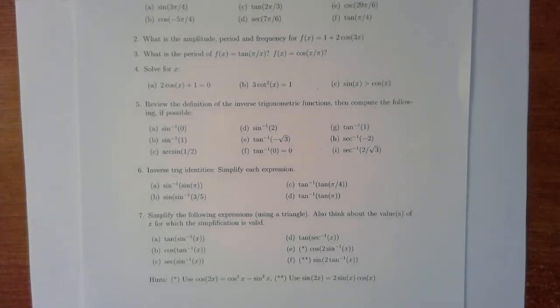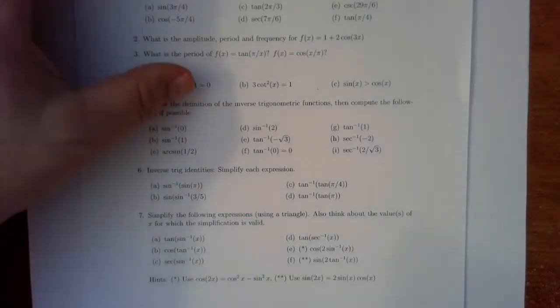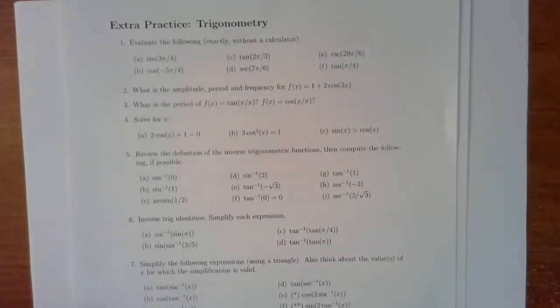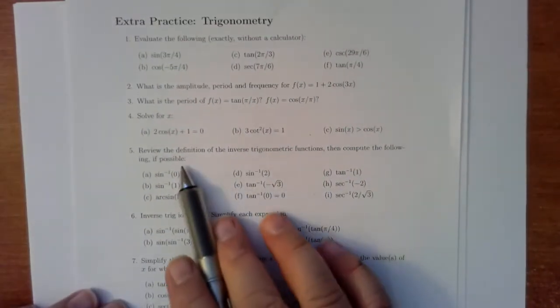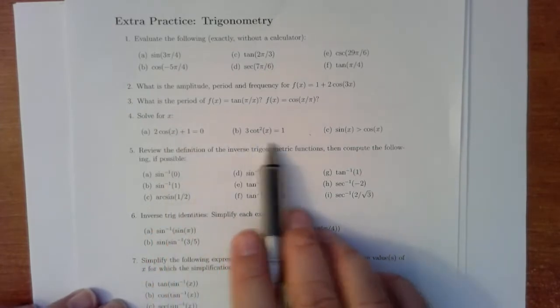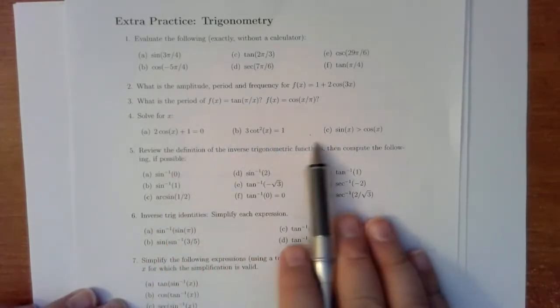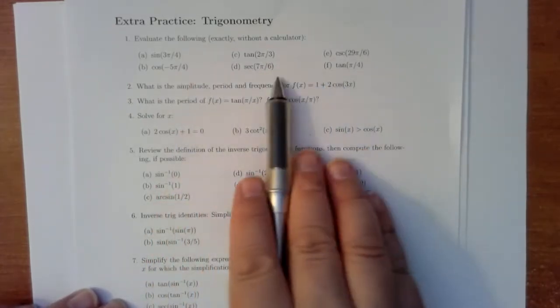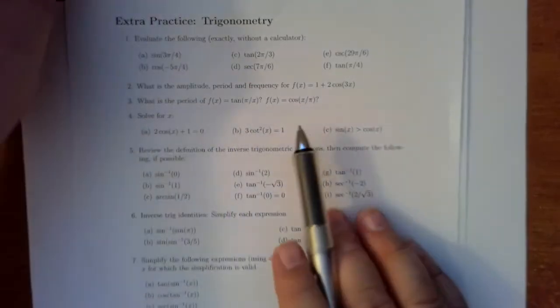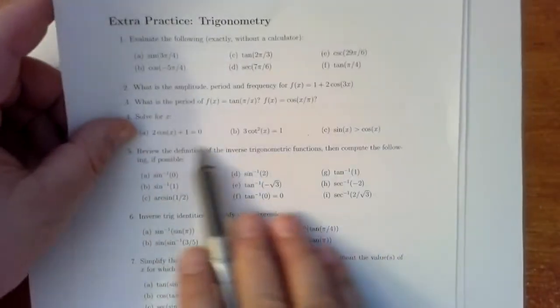So we're working our way through this trig review sheet, or extra practice sheet, and we're up to number 4, solve for x. The idea here is that we may have to solve some of these kinds of problems and try to put them together to solve for the bigger problem. So our first one is 2 cosine x plus 1 equals 0. Let's take a look.